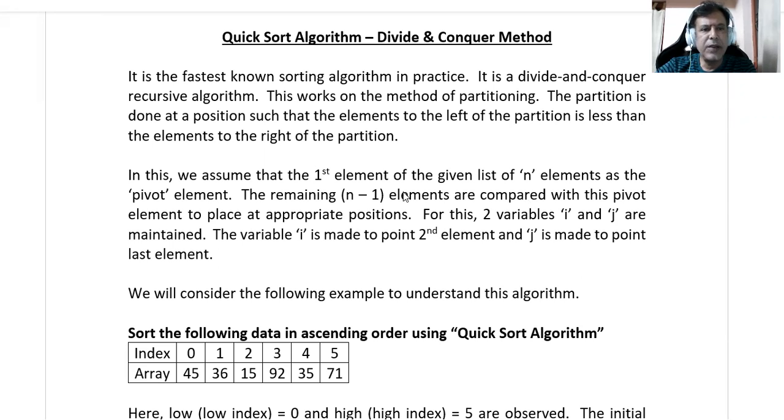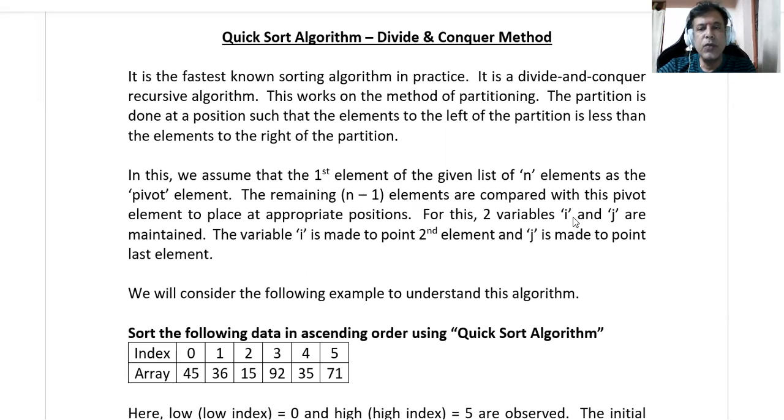When we do the partitioning, we will ensure that all the elements to the left of the partition are less than the elements to the right of the partition. In this, the first element will be assumed to be the pivot element. Suppose we have n elements to be sorted, the first element will be considered as the pivot element, and the remaining n minus 1 elements are compared with this pivot element so that the pivot element can be placed at an appropriate position, and all the elements are also placed at an appropriate position.